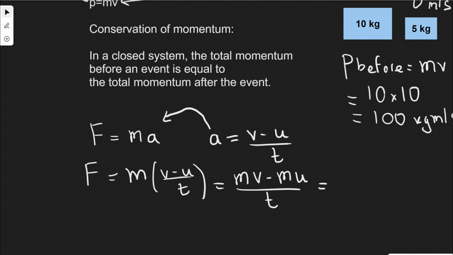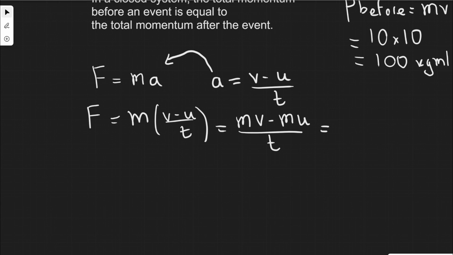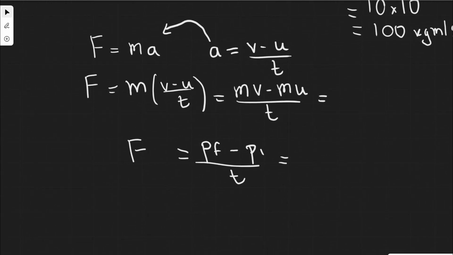But if we think about it, mass times final speed, take away mass times initial speed, this is just equal to final momentum take away the initial momentum divided by time. And another way of writing this is that this is equal to the change of momentum divided by time. So the net force is actually equal to the rate of change of momentum.